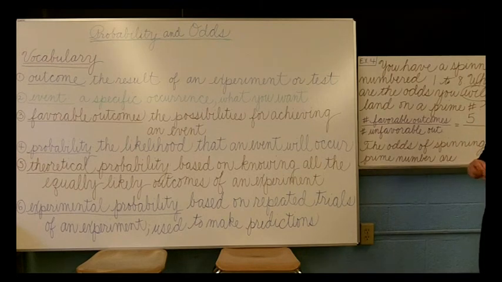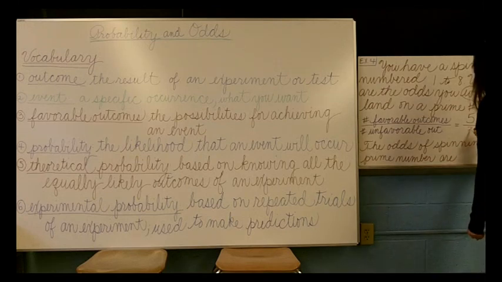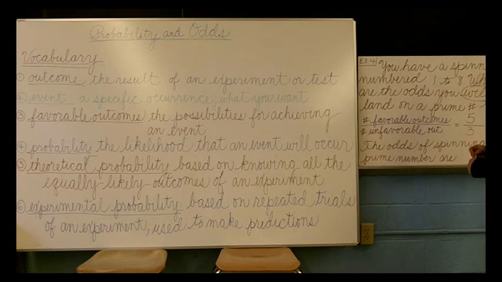And our denominator is going to be the remaining numbers that are composites. So between 1 and 8, those numbers are 4, 6, and 8. So the odds of spinning a prime number on a spinner that is numbered 1 to 8 are 5 to 3.